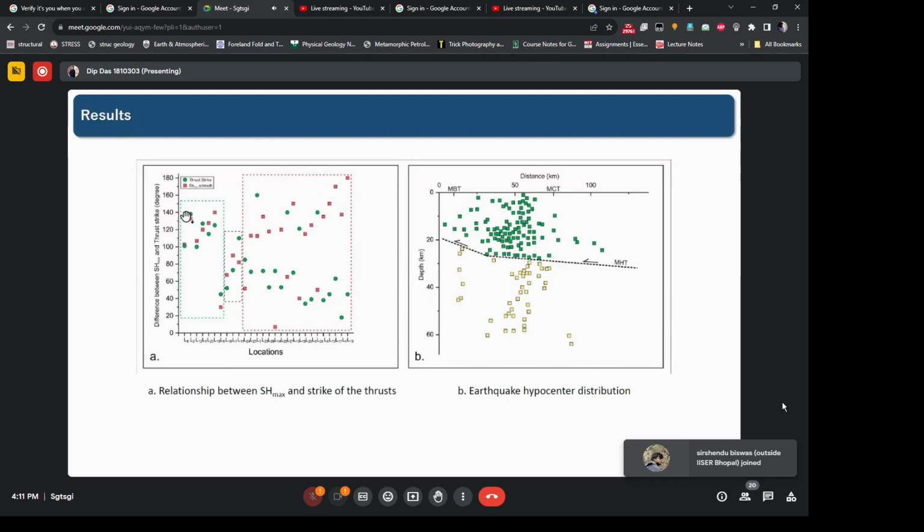So here we see that some of the stress directions are parallel or subparallel to the thrust strike, whereas at some places it varies quite a lot. Now if we talk about the seismicity of the area, most of the seismicity is restricted between the MBT and MCT, and this is where the Rangit window lies. So what we see is that the recent near surface stresses have reoriented themselves and become parallel to the thrust strike near the Rangit window region.